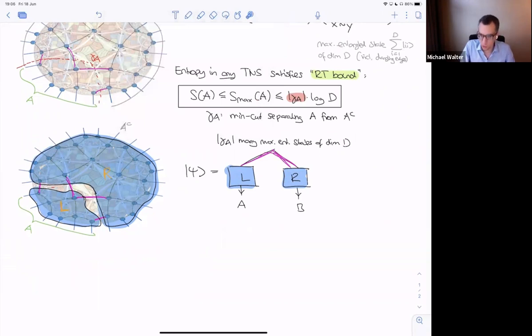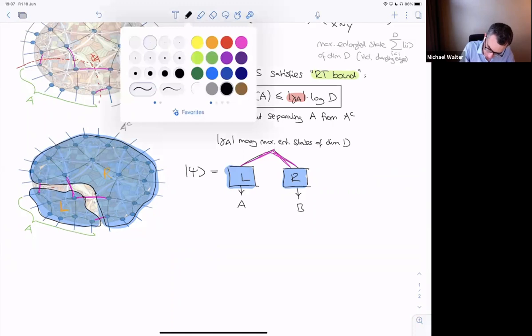So this picture shows that the rank of either reduced density matrix is at most the dimensionality here. Well, we have gamma A many maximal entanglements of dimension D. That's dimension D to the size of gamma A. That's a proof of the bound. So this implies the bound.